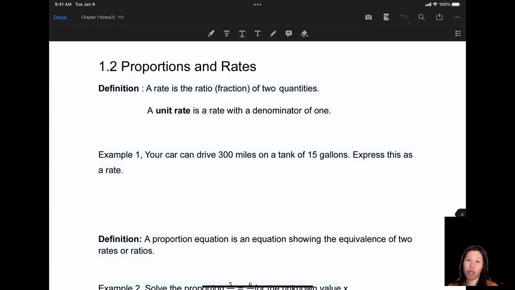Hi, in this video we're going to talk about proportion and rates. A rate is the ratio of two quantities. A unit rate is a rate with a denominator of 1.